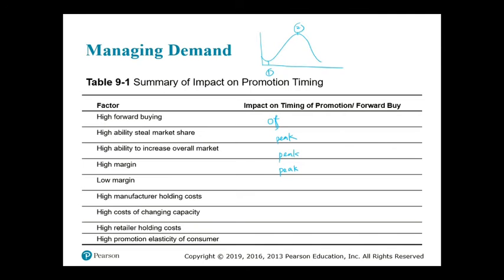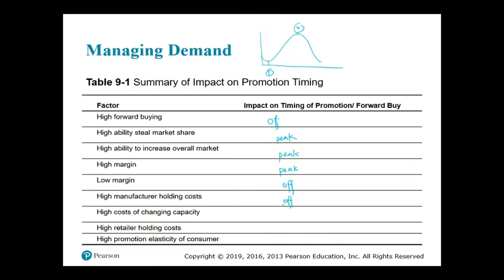So low margin, on the other hand, would be off peak. High manufacturer holding cost. Off season. Yeah. Why is that? To reduce the inventory holding cost. Reduce inventory cost.